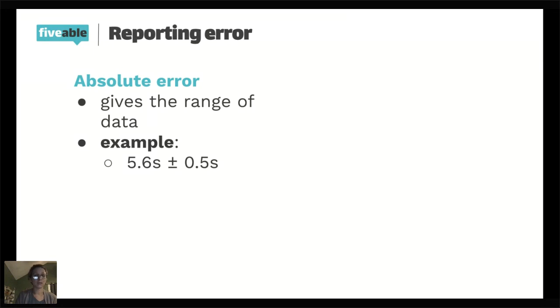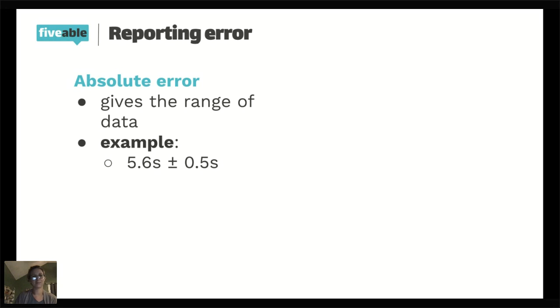If you're looking at polling results, you could say this poll has a margin of error of plus or minus 9 points or something like that. So you probably won't see it too much in physics, but it is a real thing.